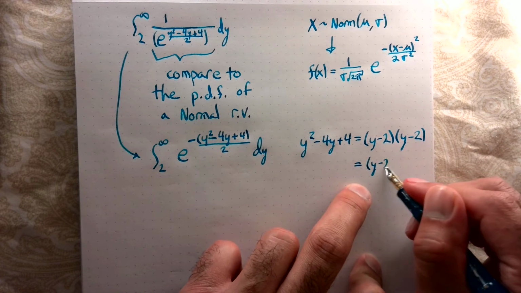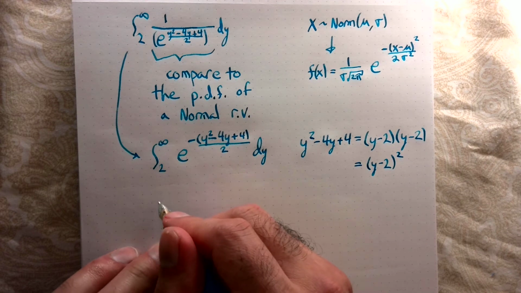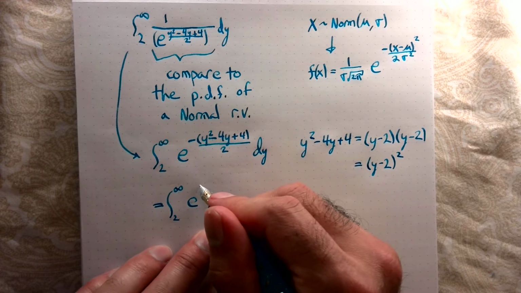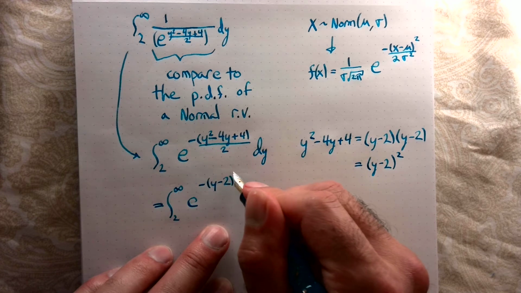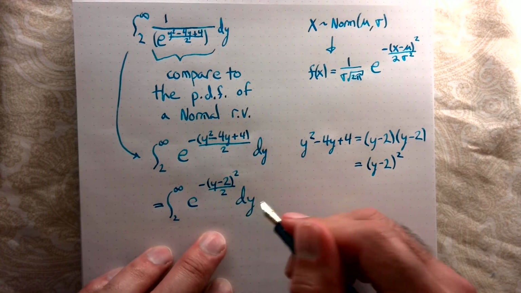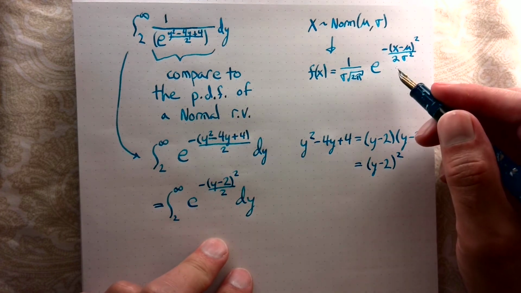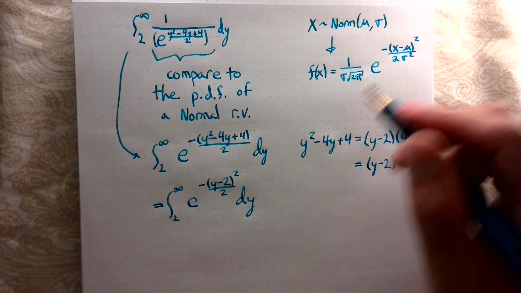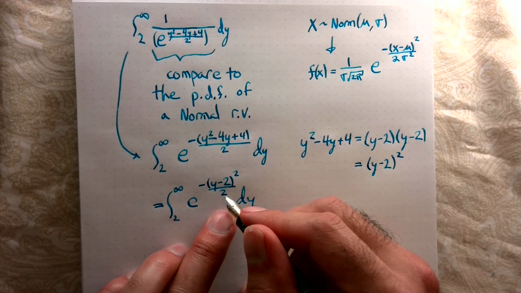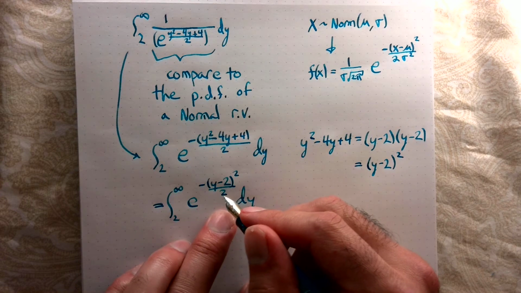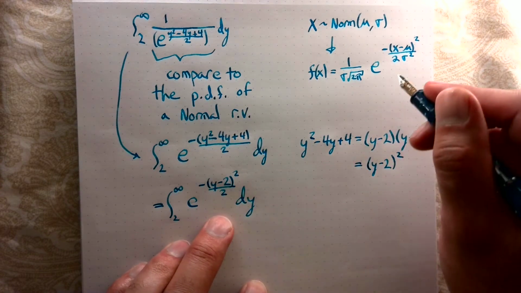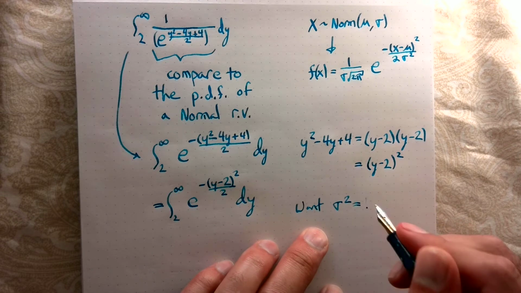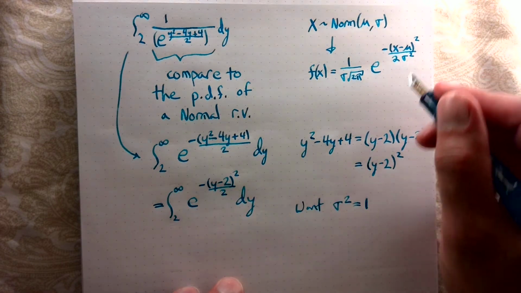So now the right expression is equal to the integral from 2 to infinity of e to the minus y minus 2 squared over 2 dy. Now it's starting to look like a normal probability density function with a mean of 2. My mu is going to be 2, and my y is x. Now if I compare the denominator of this exponent, this is 2 sigma squared. So I really want sigma squared to be equal to 1. If I do that, then this will be in the form that I need.